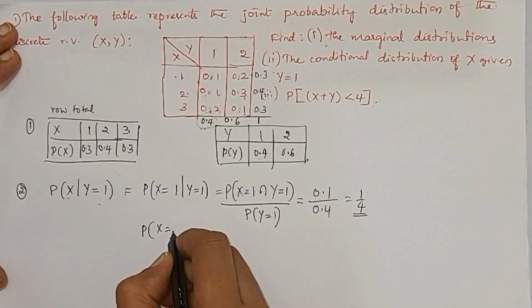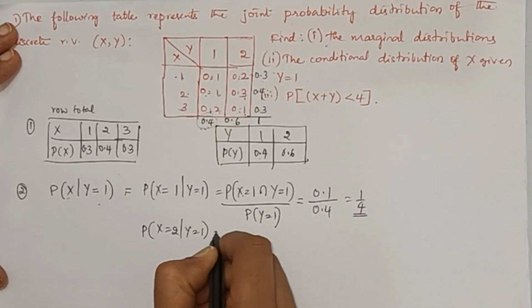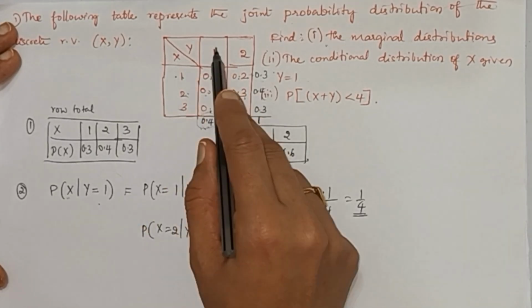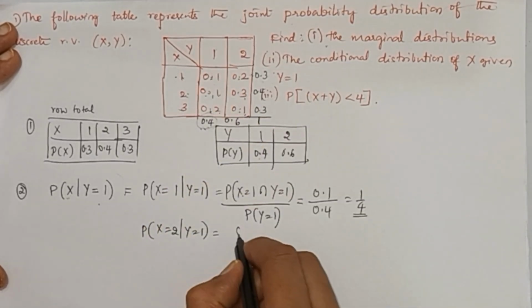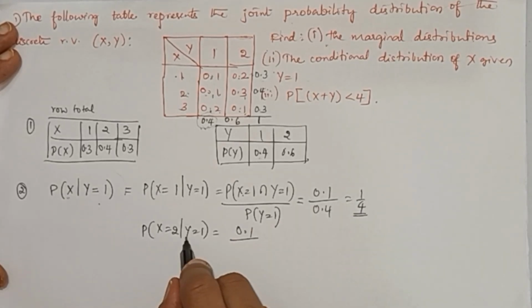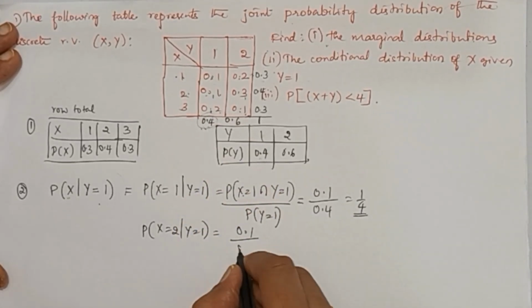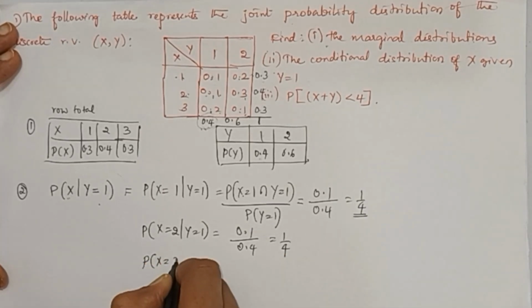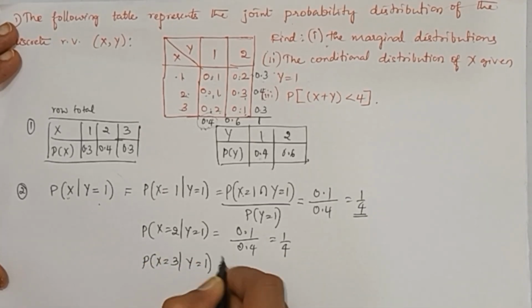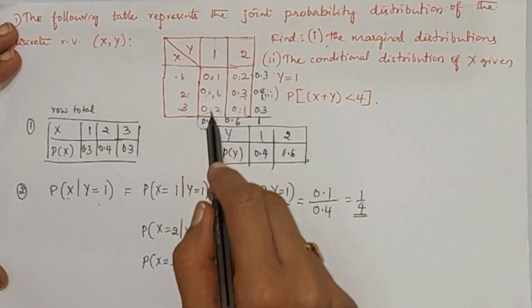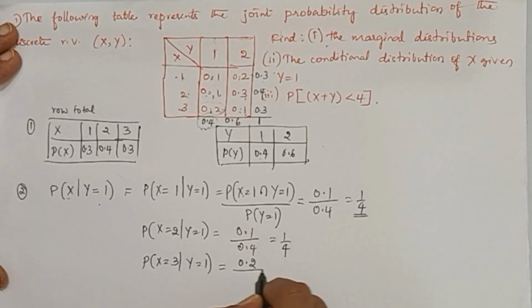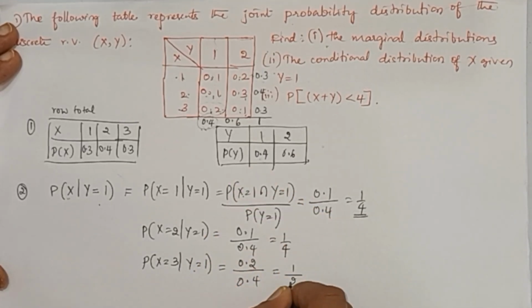X equal to the next value 2 given that y equal to 1. So x is 2, y is 1. The corresponding value is 0.1 divided by probability of y equal to 1, which is 0.4. That is also 1 by 4. Next, probability of x equal to 3 given that y equal to 1. X is 3, y is 1, 3 comma 1 means this value. So 0.2 divided by probability of y equal to 1, which is 0.4, which is 1 by 2.